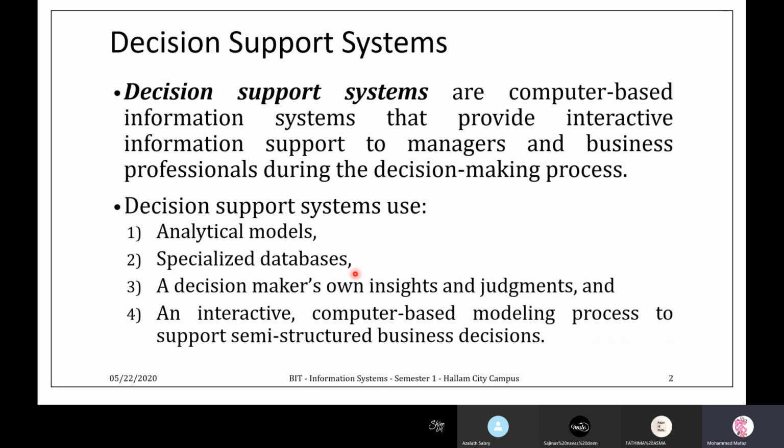So what are the available varieties of DSS systems? They use analytical models and specialized databases. Also, decision makers' own insights and judgments can be used in the process. Whatever the person, as a human being, is thinking, those decisions or ideas can also be fed into the system to make a conclusive decision. Also, an interactive computer-based modeling process to support semi-structured business decisions.